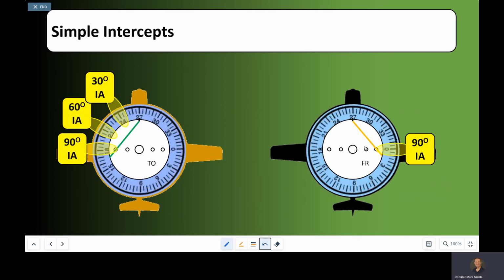Okay. Start at the donut, head towards the CDI needle along the scaling dots. I hit 360. That's my intercept heading. Fly it, you'll get there. Or if I want a less aggressive angle, I want a 60-degree angle, fly heading 330, or a 30-degree angle, fly heading 300. All right, so I like easy, and that's easy. Having one simple rule is easy.